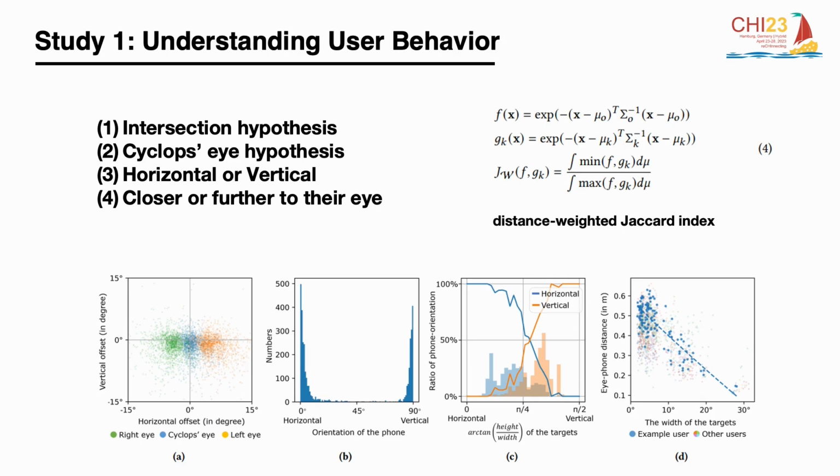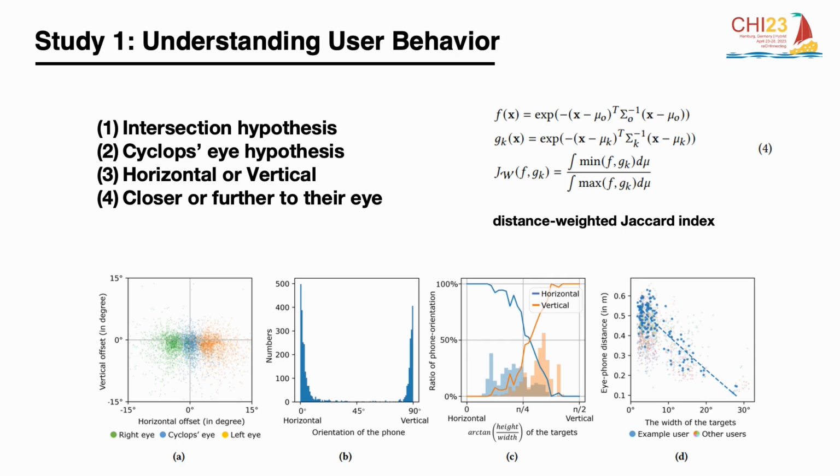2. Users believe that the most accurate position is to align the phone's center with the target. 3. Users tend to rotate the phone to match the object's main axis, holding the phone horizontally for fat and wide objects and holding the phone vertically for thin and tall objects. 4. Users deemed that putting the phone closer or further from their eyes to select larger or smaller targets made sense. Considering the above factors, we chose the distance-weighted Jaccard index to establish our target predicting algorithm.